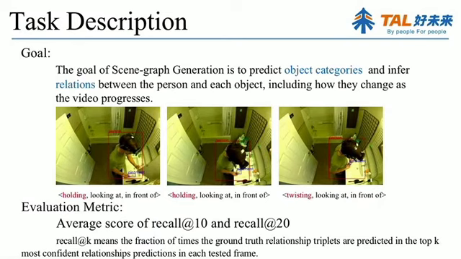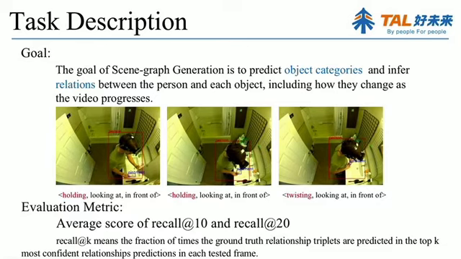It firstly gives us videos of daily activities at home. The goal of scene graph generation is to predict object categories and infer relations between the person and each object, including how they change as the video progresses. For example, in the frames below, the object is ointment. The relations between the person and ointment in the first 2 frames are holding, looking at, and in front of.